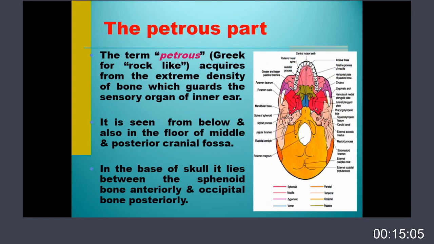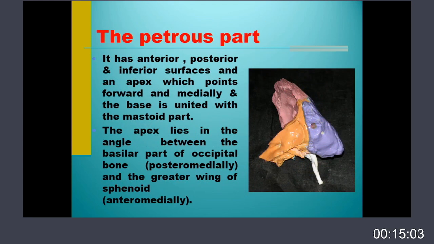The petrous portion, I'll skip it. The petrous has an anterior surface, posterior surface, and inferior surface, and it has a base and apex. The apex is medial, and the base is united with the mastoid process. The apex lies in the angle between the basilar part of the occipital bone posteromedially and the greater wing of the sphenoid anteromedially.